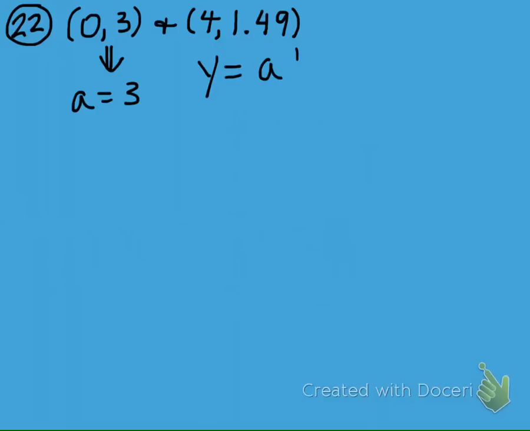So we start with y equals ab to the x, the generic format for the exponential function, and we're going to replace y with 1.49, which is the y-coordinate from the second point. We're going to replace a with 3, and we're solving for b, so we leave b as it is, and then now our exponent is 4. Well, the first step to solving this equation so that we'll get our b and be able to write our equation is to divide both sides by 3.